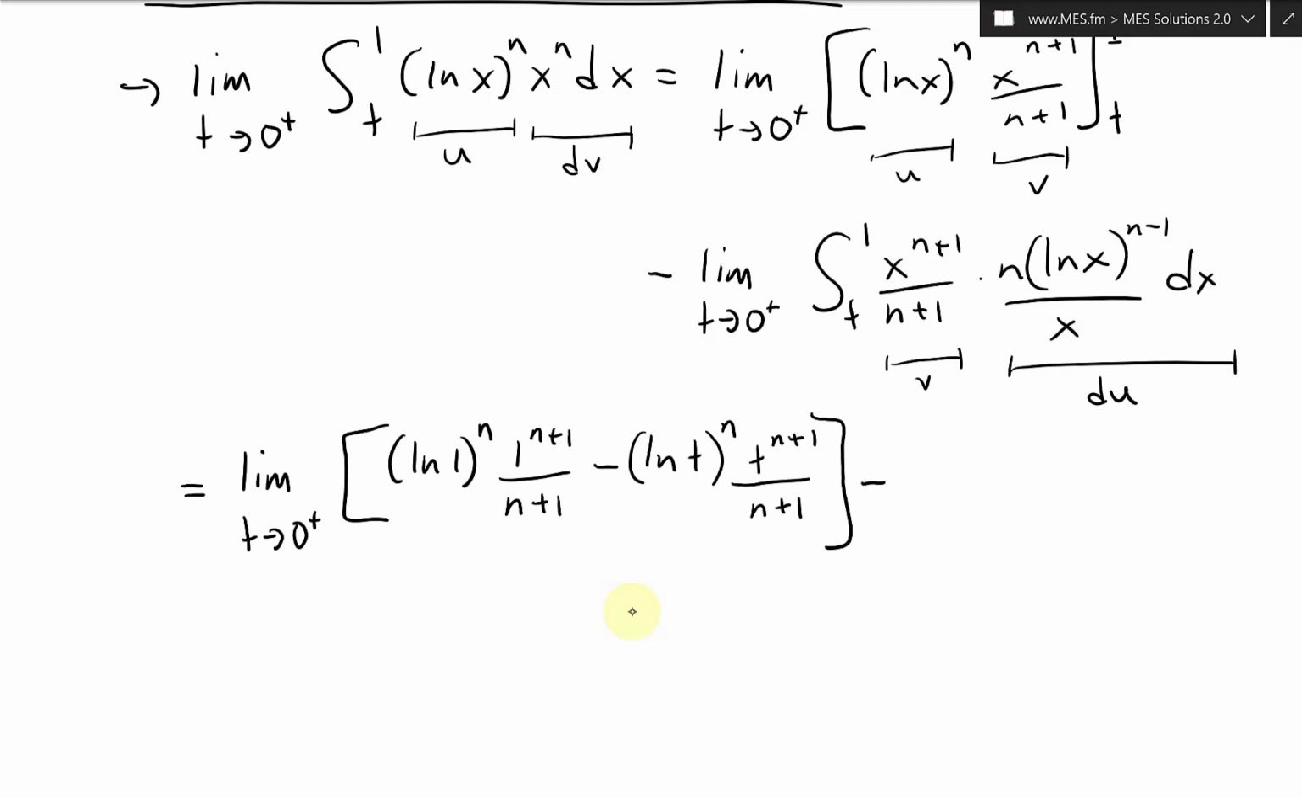Actually, before we get to that, I'm going to take this n over n plus 1 out of the integral. Then the integral again from 0 to 1. We're not going to evaluate it, so we'll just leave it like this. When we do evaluate it, we're going to put the limit in, and so on.